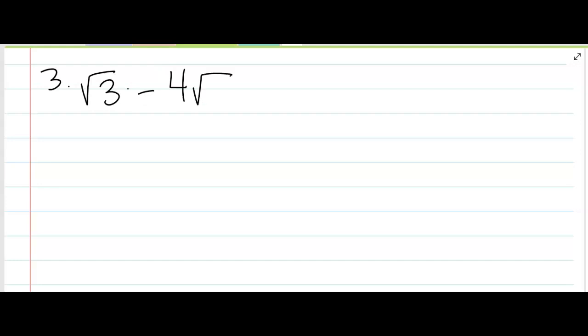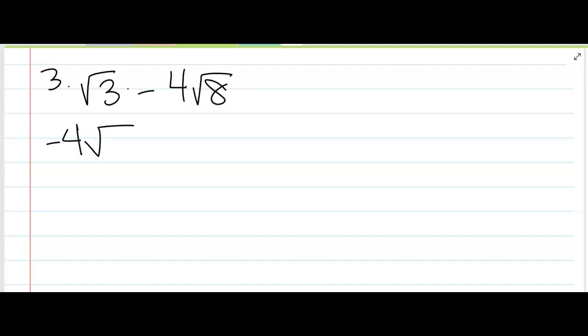Okay, let's add to this a little bit. So number 3, let's say we have the square root of 3 times negative 4 square roots of 8. So you're going to take any numbers that are on the outside of the radical. Now for this one, really the only number that's on the outside of the radical is that negative 4. So I've got a negative 4 on the outside of the radical.